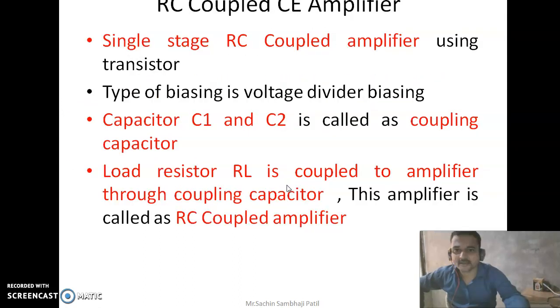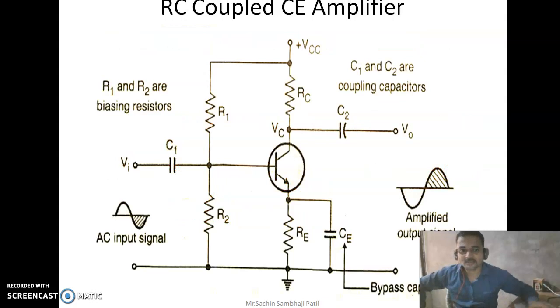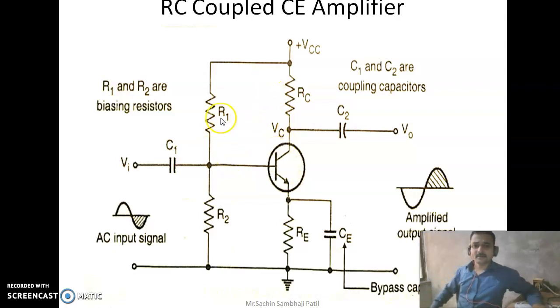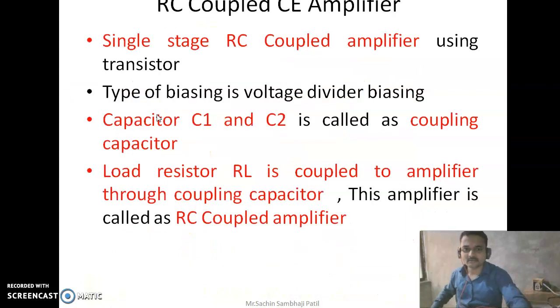We can see in this diagram that R1 and R2 are the resistors used as biasing resistors. Because of this, it is called voltage divider biasing. There are different biasing circuits available: voltage divider biasing, collector feedback bias, and emitter stabilized biasing, which is the feedback biasing circuit. Mostly this is called voltage divider biasing, so R1 and R2 are used as the biasing resistors.